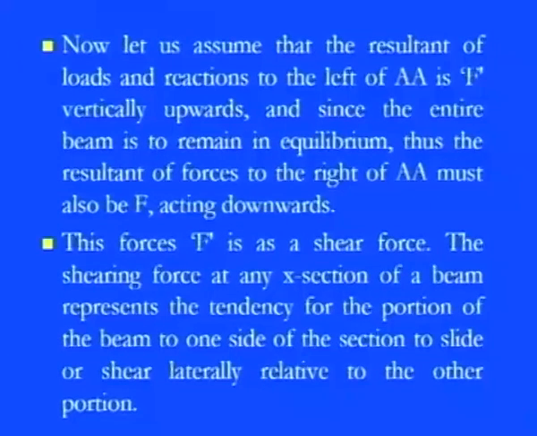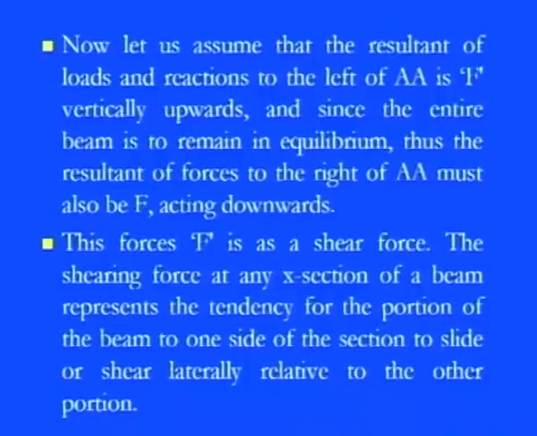that we are applying the forces P1, P2, P3 in the downward direction, and the reactions are there acting upward. So both are well balanced and the beam is in the equilibrium position on the left as well as the right of the AA dash line. If we go for that, then we will find that the resultant of the forces on the right of AA must also be F, which will act in the downward direction.